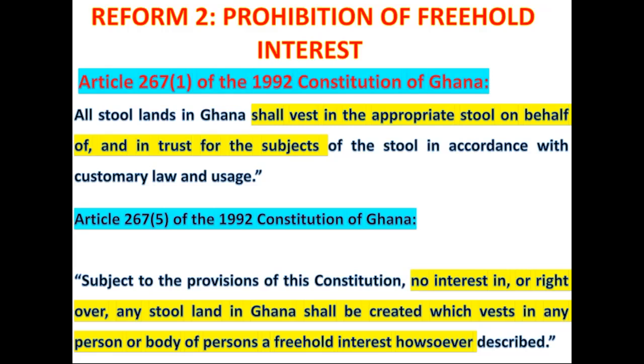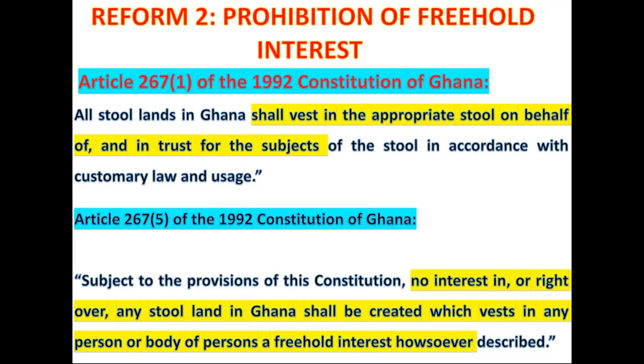So you see, what Article 267 Clause 1 of the 1992 Constitution does is that it has created a trusteeship concept for stool lands. The stool lands must vest in the appropriate stools, and the stool would only hold it on behalf of and in trust for the subjects. It means that if you are occupying the stool, the land doesn't belong to you. You are just a trustee to hold the land in trust for the subjects in accordance with the relevant customary law and usage.